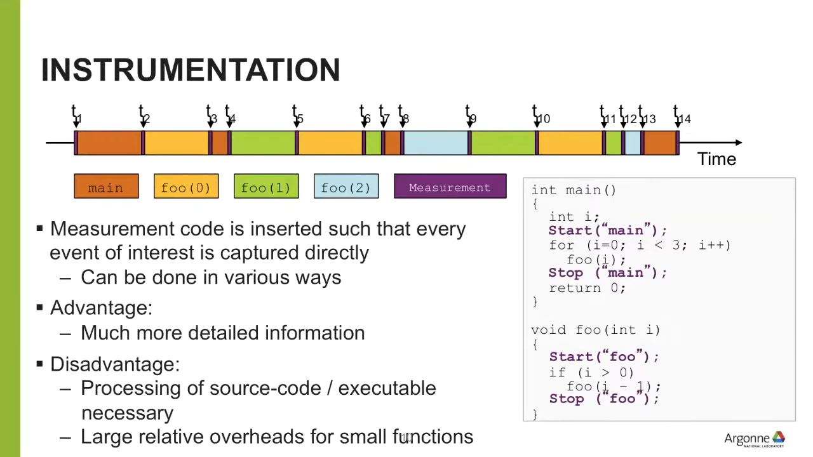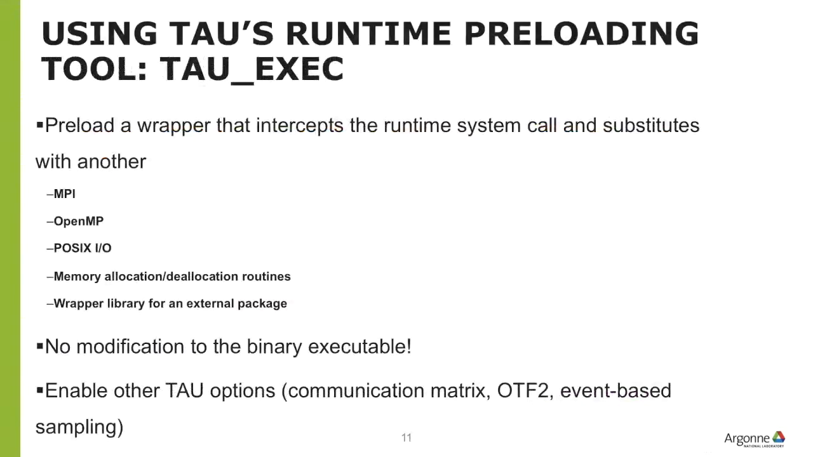Now, it's important to note that for small functions, it can cause a relatively large overhead, and so we have support in Tau for throttling. Tau is one of the few tools that supports throttling of instrumentation at runtime, which eliminates those lightweight routines that execute frequently. You can get a filter file. You can also do this filtering at runtime or compile time.